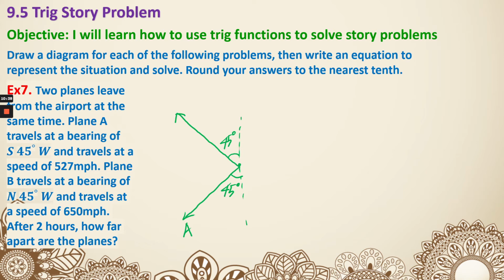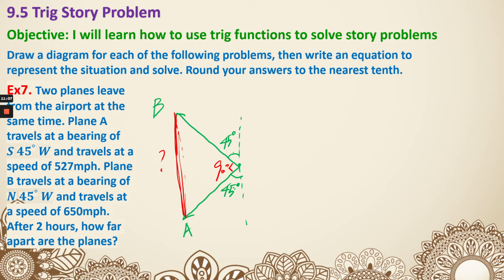And if you notice, since these two angles are both 45, that means the rest of the angle, this actually is 90 degrees. So it's a right angle. And by the way, this is where plane B is. Then it says after 2 hours, how far apart are the two planes? So let's say what we draw actually represents how far they traveled in 2 hours. It's asking how far apart are they after 2 hours. So this is what we're solving for.